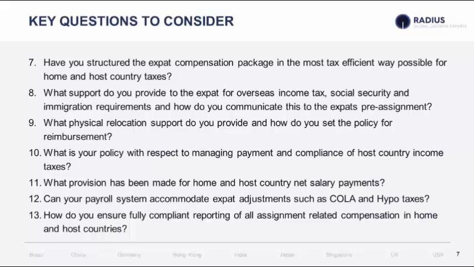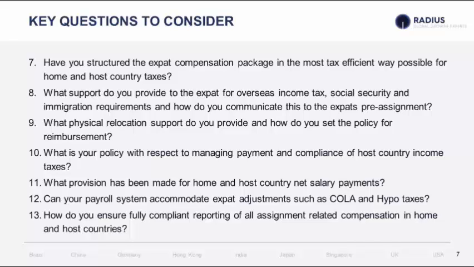Point number 10, what is your policy with respect to managing payment and compliance of host country income taxes? Typically, your assignee will need to file an individual income tax return in the host location. If the individuals don't comply, the local authorities, although it's an individual responsibility, they may go after you as the employer.